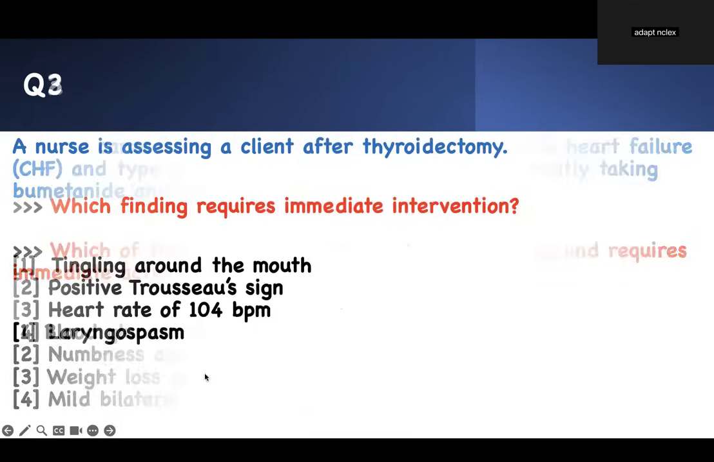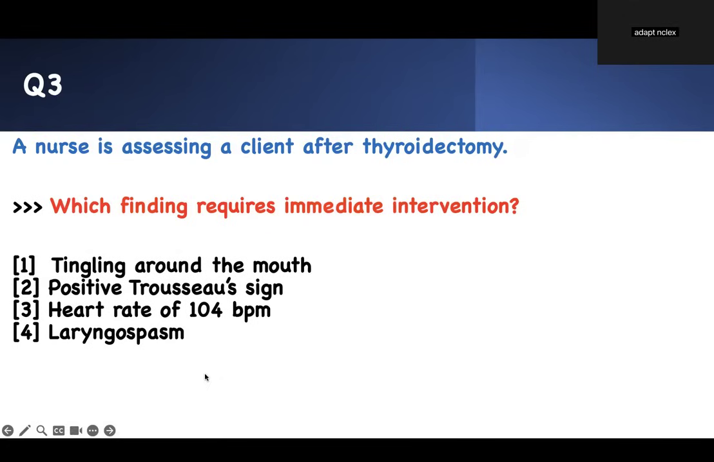Test taking strategy, critical thinking, fluid and electrolyte, NCLEX-style questions and answers, using this to teach you how to approach them. Scenario, right? Which findings require immediate intervention? That means bad things, right? And next is assessing a client after thyroidectomy. Ask yourself, what is thyroidectomy? The thyroidectomy means removal of your thyroid. What is the number one side effect after removal of your thyroid? Your calcium goes down. Which of these answer choices tell you my calcium is going down?